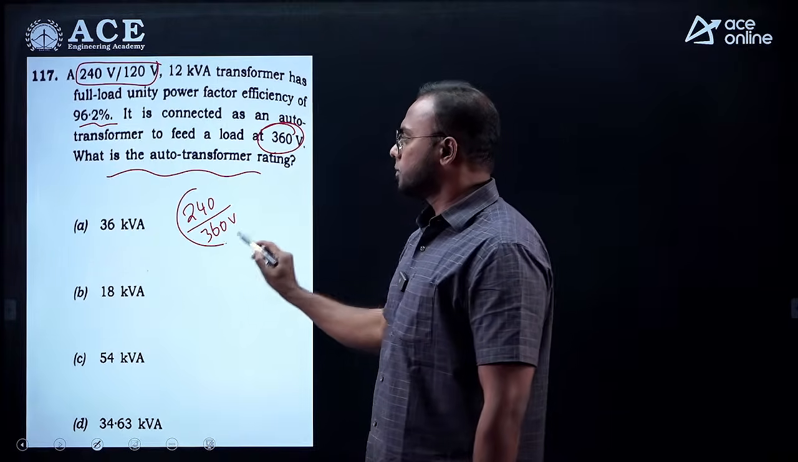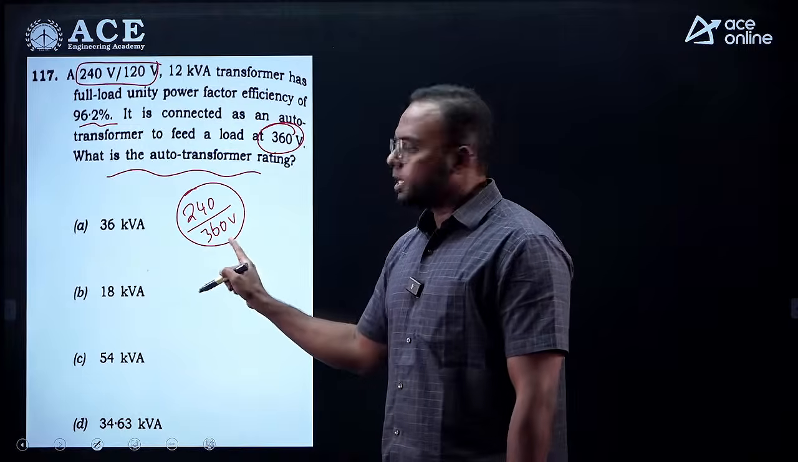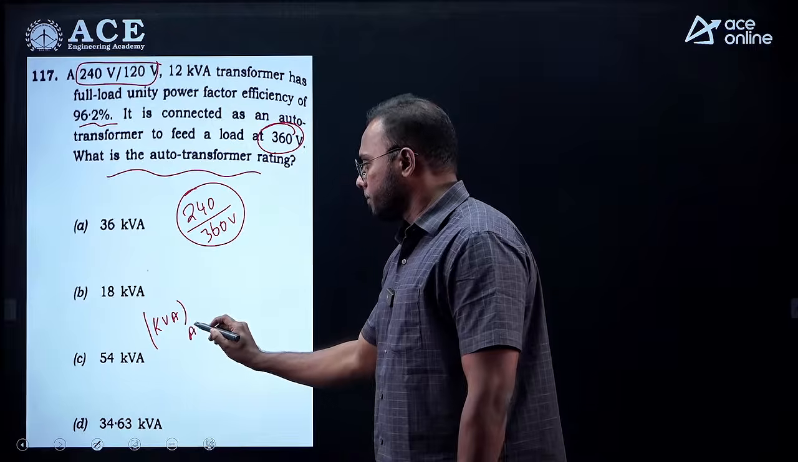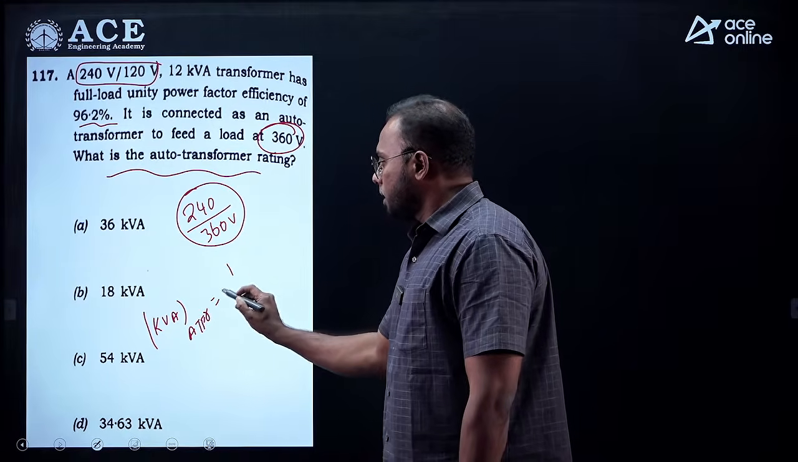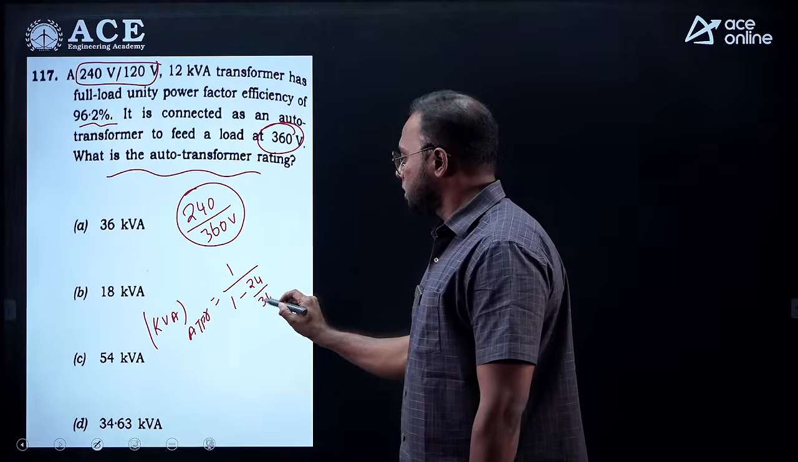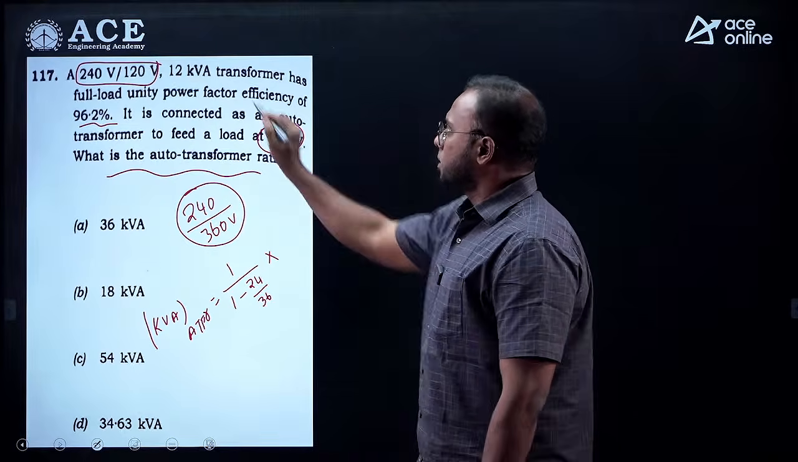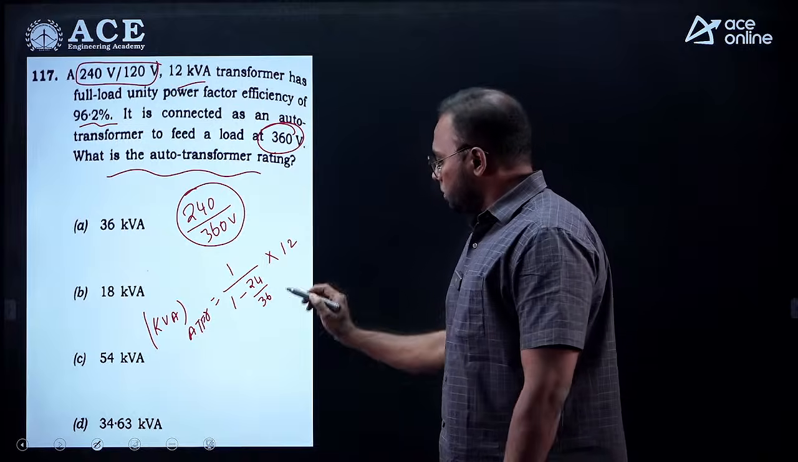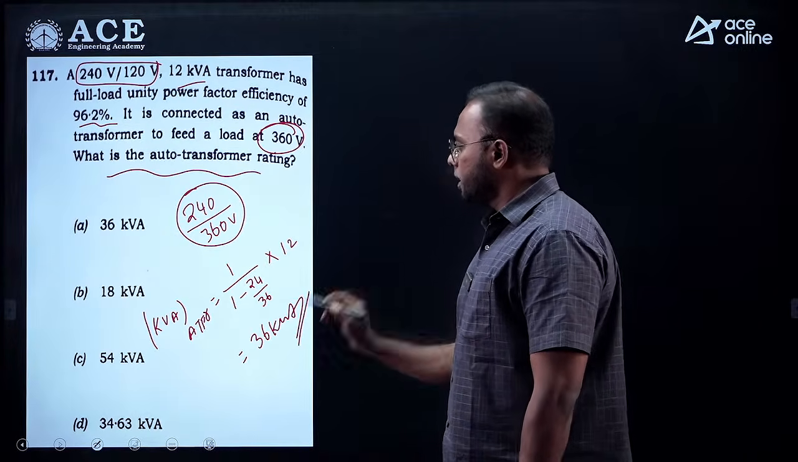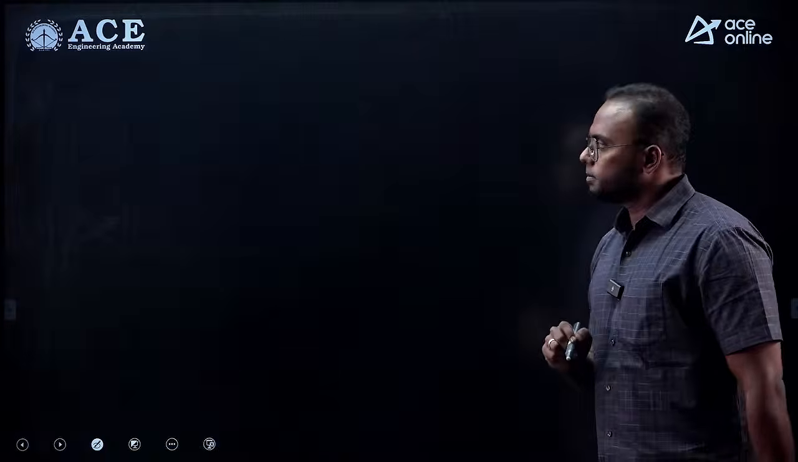Okay, this is the auto transformer connection we have to make like this. Then use the formula: kVA rating of auto transformer is equal to 1 by 1 minus k, means 240 divided by 360, into the 2 winding transformer capacity, 12 kVA. Now simplify this, you will get 36 kVA rating. Okay, 36 kVA auto transformer capacity.